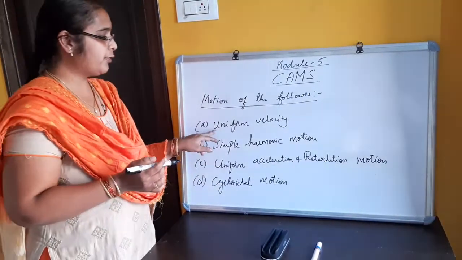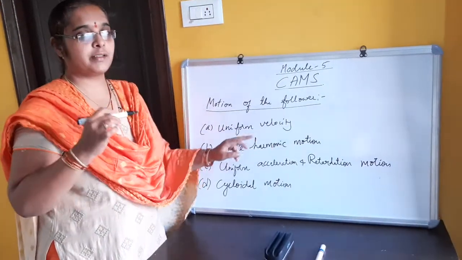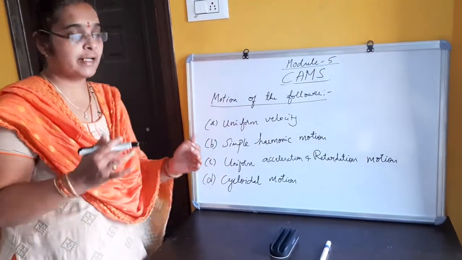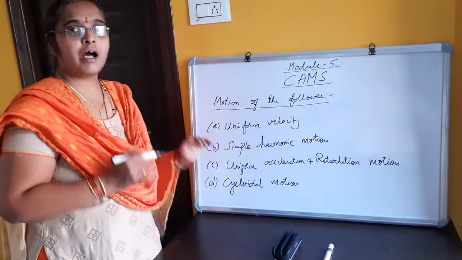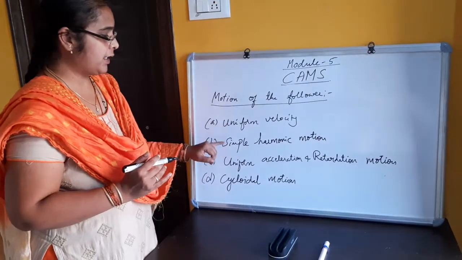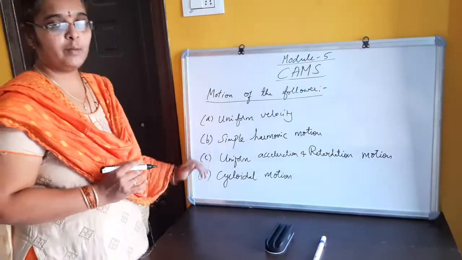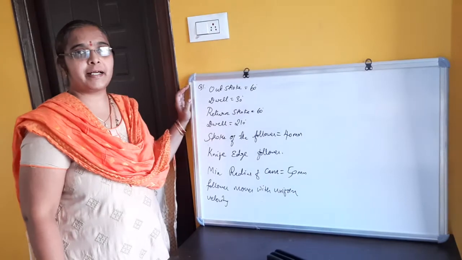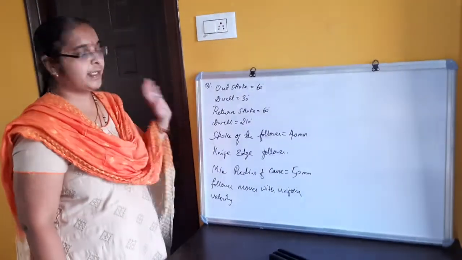When the follower moves with uniform velocity, the displacement diagram is of one type. Again, if it moves with simple harmonic motion, the construction of the displacement diagram is different. So for each type, let us learn how to construct a displacement diagram for uniform velocity, simple harmonic motion, UARM and cycloidal motion one by one. Understand the construction of the displacement diagram for uniform velocity motion of the follower with an example.